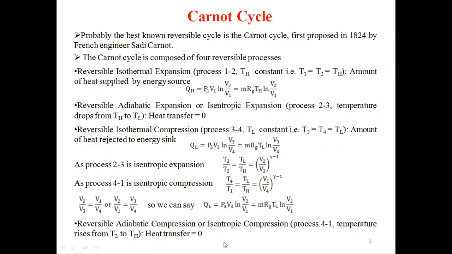Next process is reversible adiabatic compression or isentropic compression. Process 4-1. Temperature rises from TL to TH because it is a compression process, and in this case the value of heat transfer is 0.